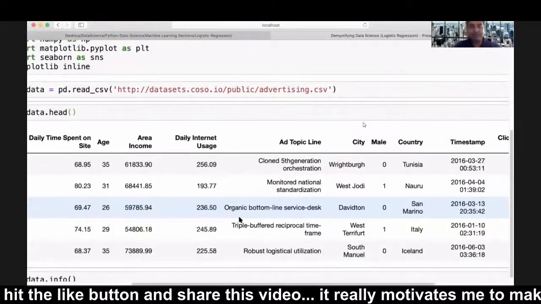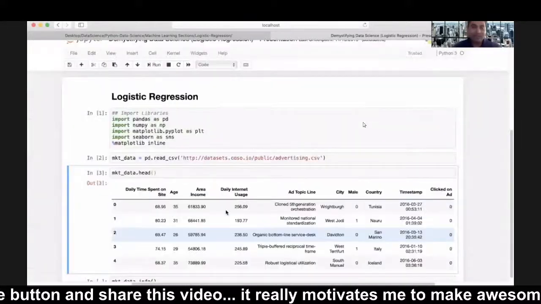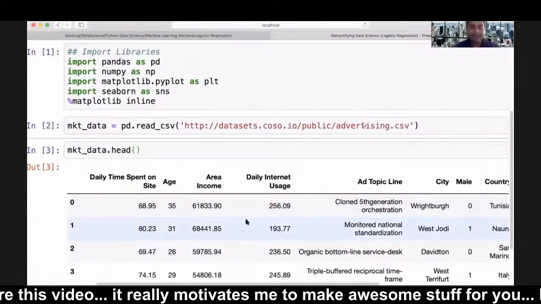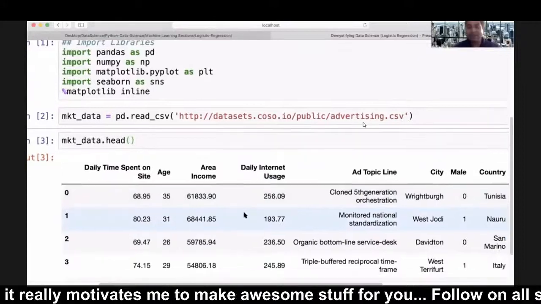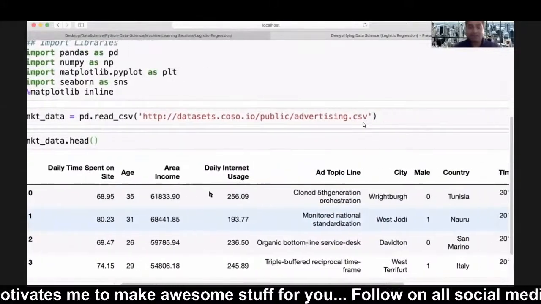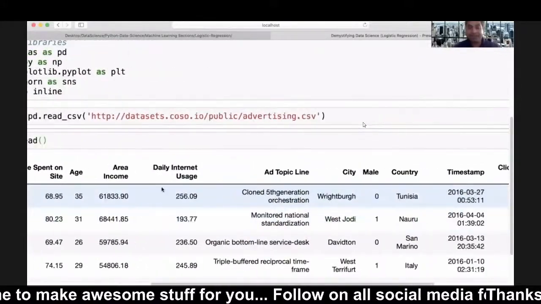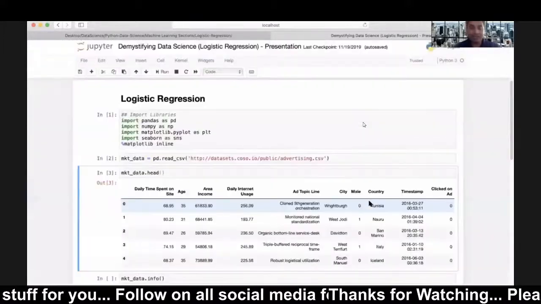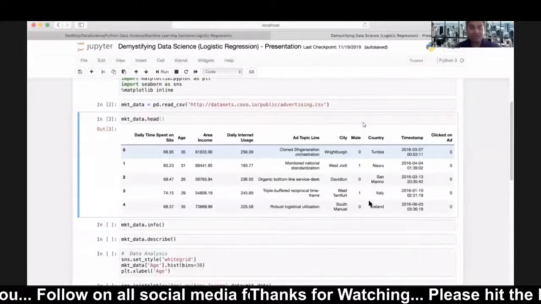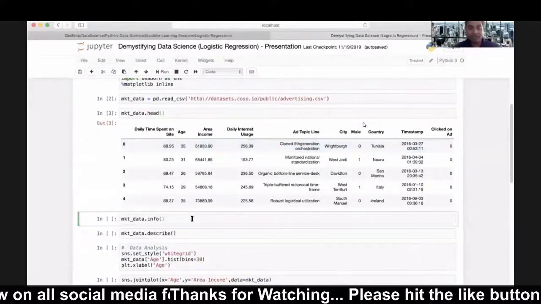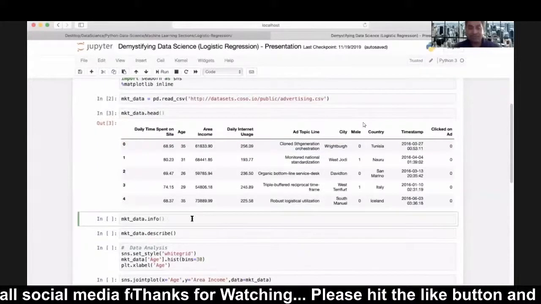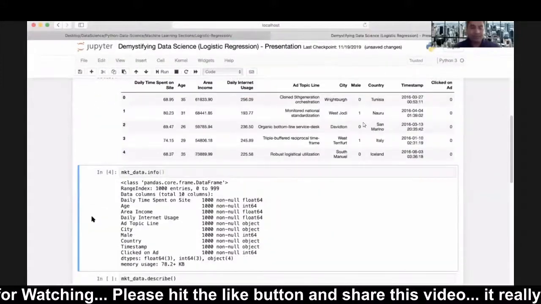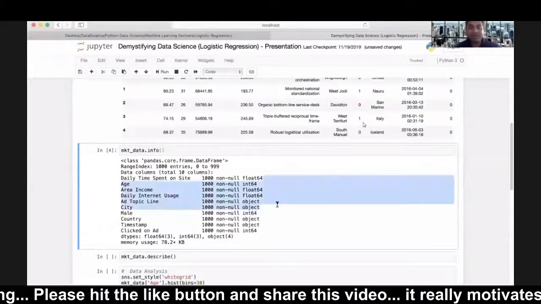If we look at it, we can see daily time spent on site and daily internet usage, area income, age, and male, which are some of the variables. Now let's see how this is going to work. Let's look at the data information. We have age, area income, daily internet usage, ad topic, and we see these are float, integer, and object variables.